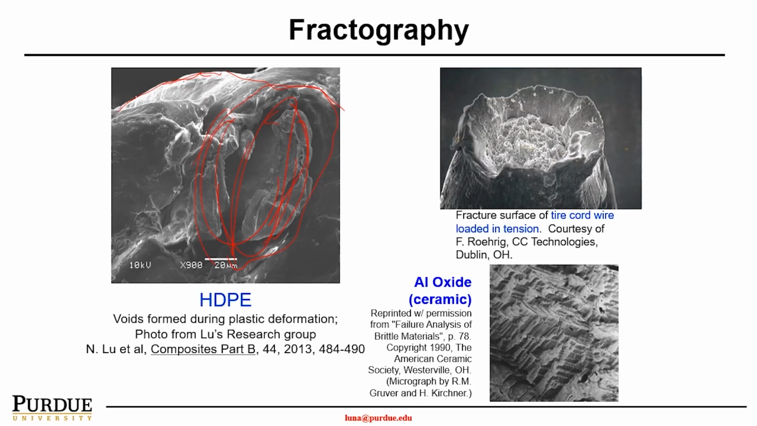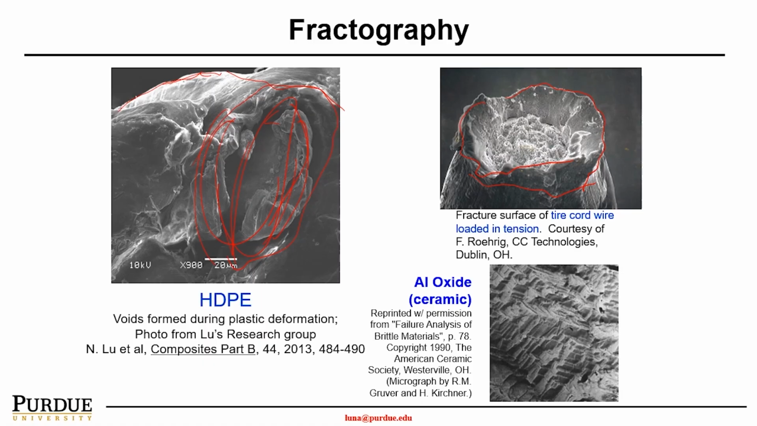Another photo was developed by CC Technology. Here it shows a tire cord wire loaded in tension. As you can see, again, we have a nice neck area developed in this deformation. As such, this is a ductile material.